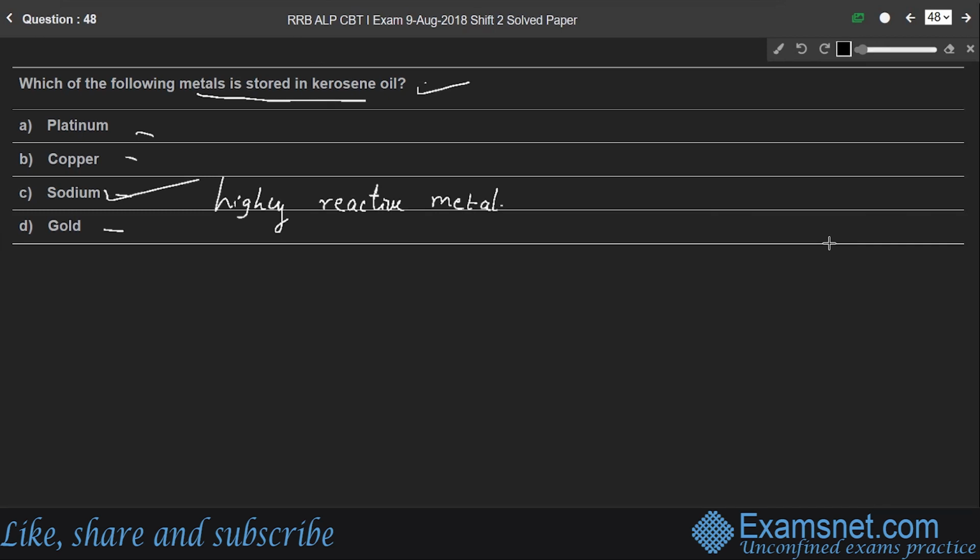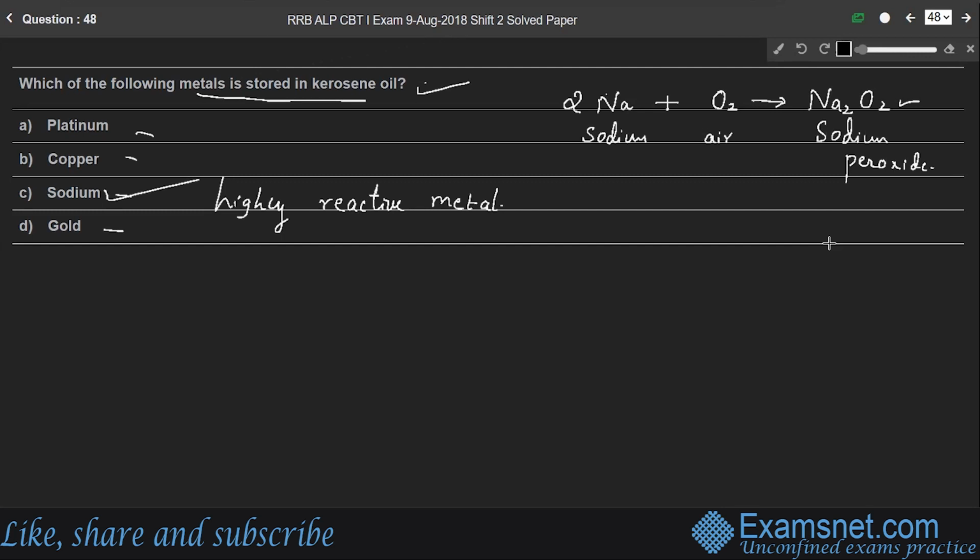So its reaction with air is like this: 2Na, Na is sodium in the solid form. When it reacts with air, it forms sodium peroxide, Na2O2. So this is air, this is sodium. When it reacts with air, it forms sodium peroxide. Right? So when this sodium peroxide absorbs moisture from air, it forms sodium hydroxide.